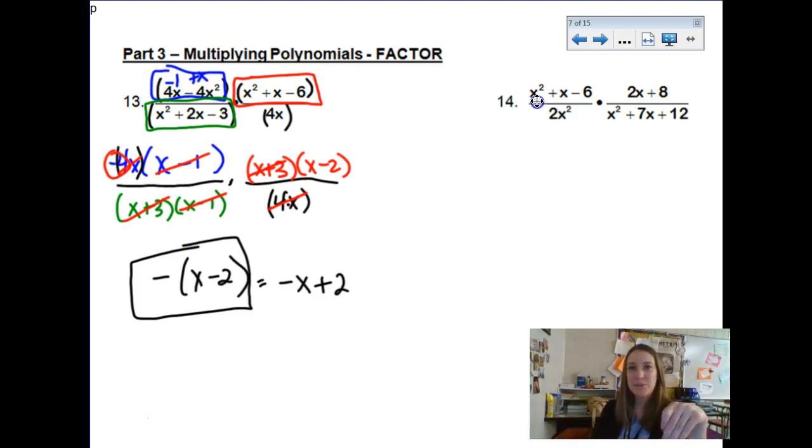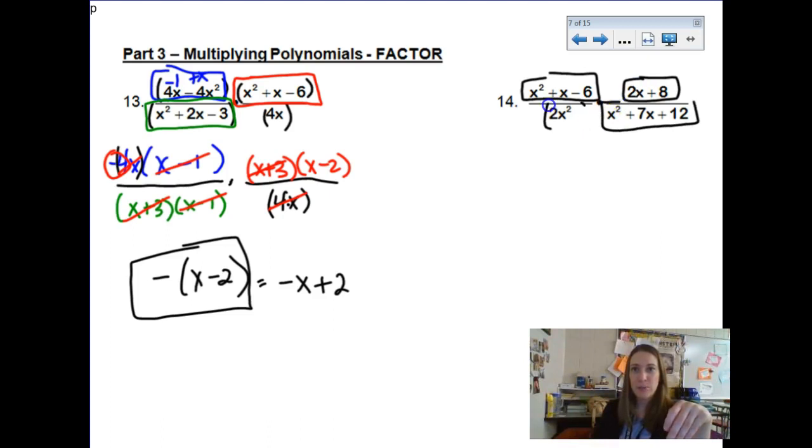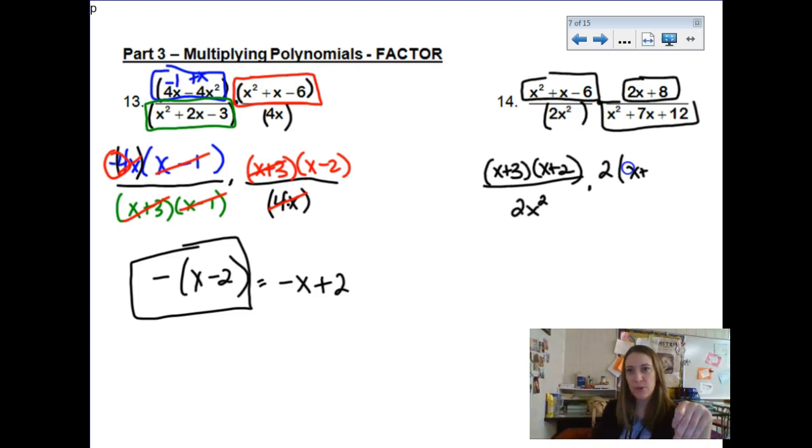Alright, taking a look at number 14 here. This is going to factor. This is going to factor a little. And this is going to factor. This guy's a monomial, so he's stuck. Alright, so we have (x plus 3) times (x minus 2) over 2x squared, and we'll leave that one alone for a minute, times, the 2 can come out of that guy, so 2 times (x plus 4), over (x plus 3) times (x plus 4).